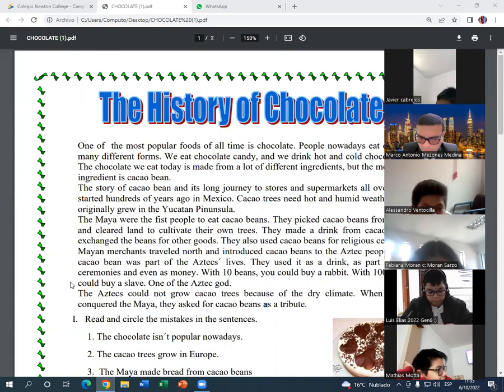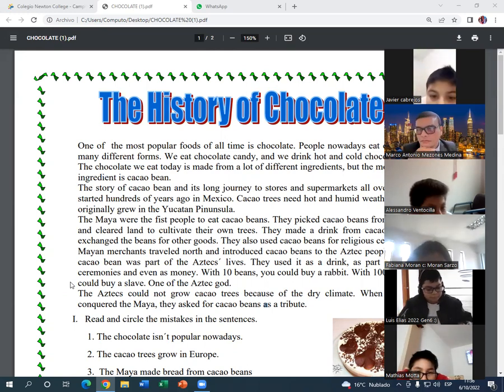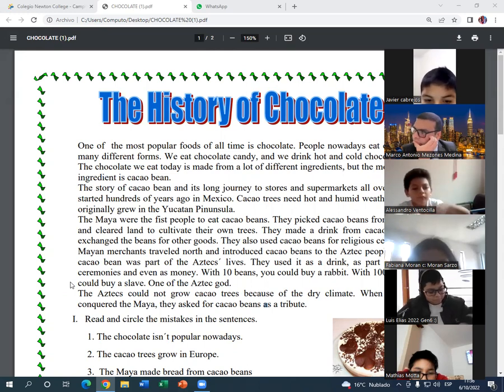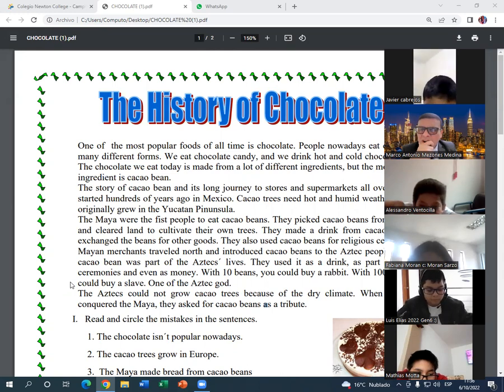Mayan merchants traveled north and introduced cacao beans to the Aztec people. Soon the cacao bean was part of Aztec life. They used it as a drink, as part of religious ceremonies, and even as money. With 10 beans, you could buy a rabbit. With 100 beans, you could buy a slave. One of the Aztec goods.